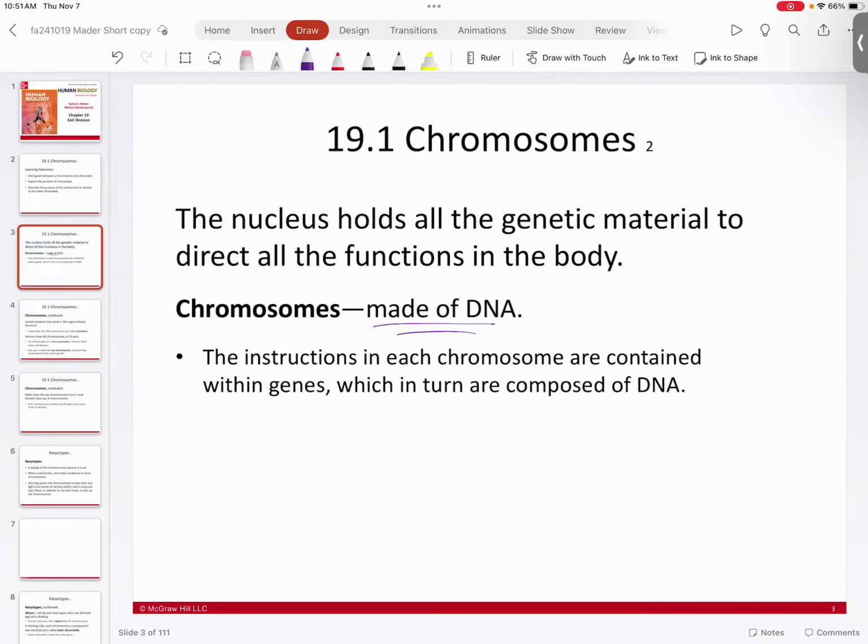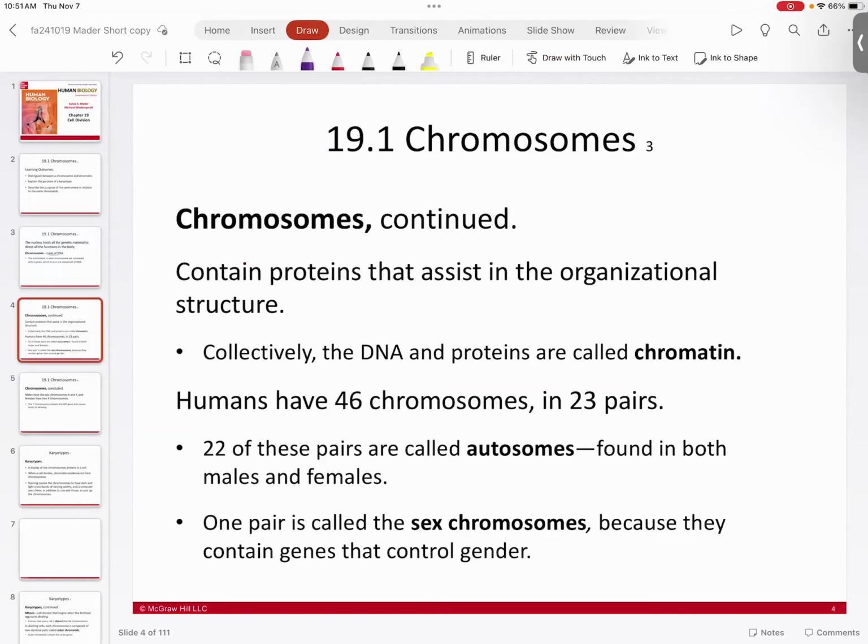And so within this are going to be genes, and they're going to be made out of DNA. Now, chromosomes also don't just have DNA in them, they also have proteins in them, and this will help with organizational structure. And it forms a structure called chromatin, where you have these little protein complexes that look like little drums, and then you have DNA basically wound around them. So that's basically what chromatin looks like.